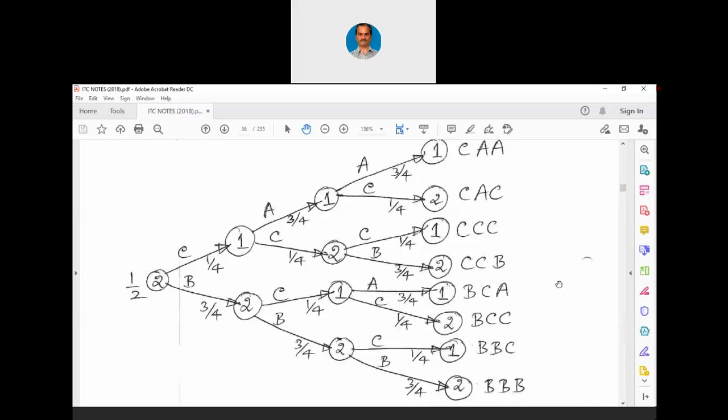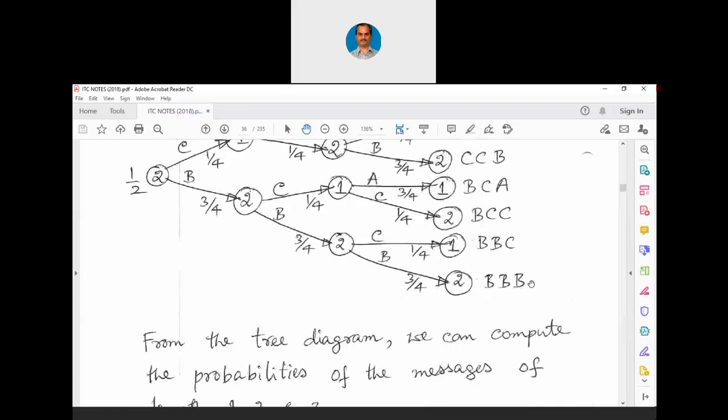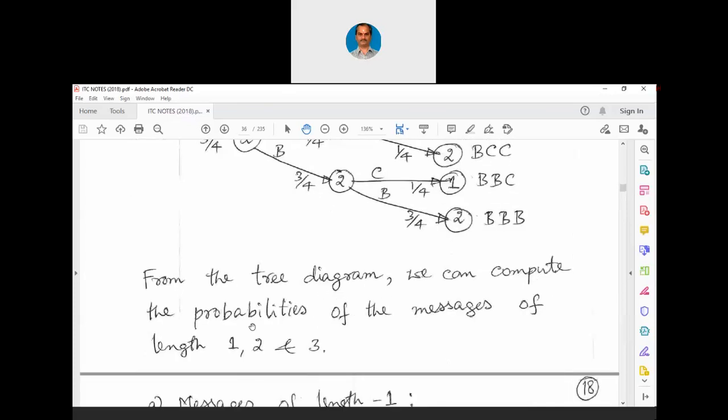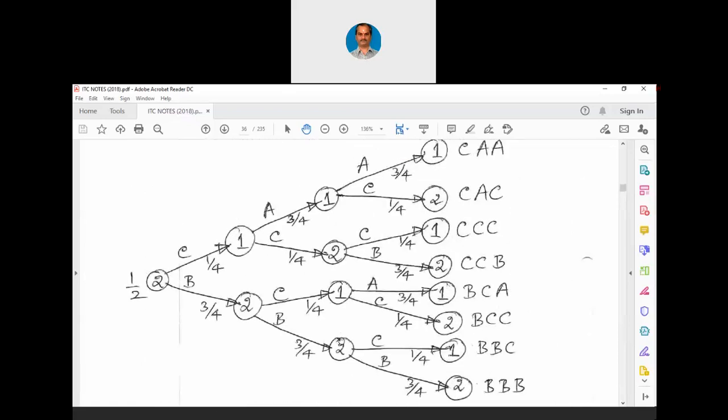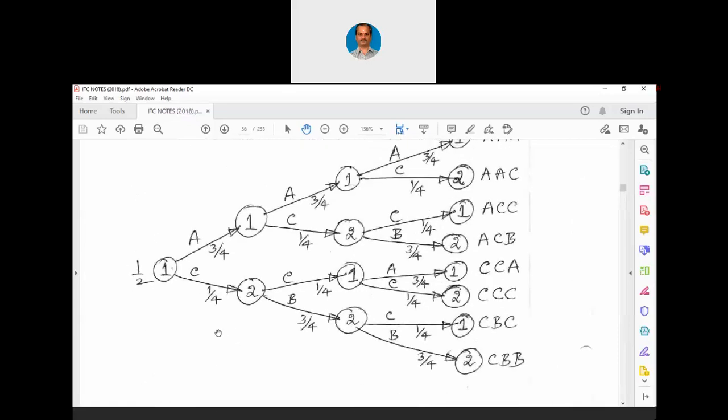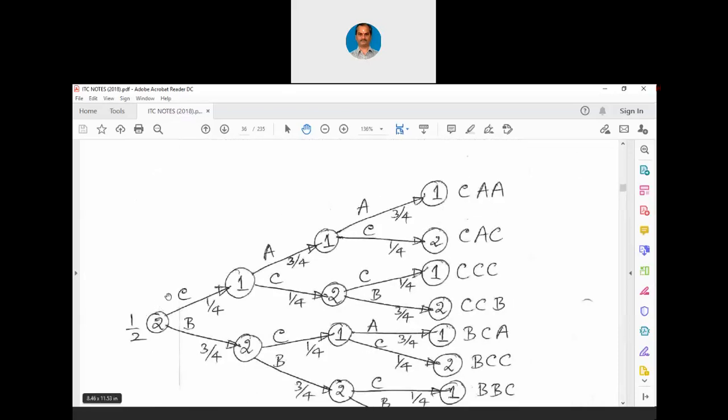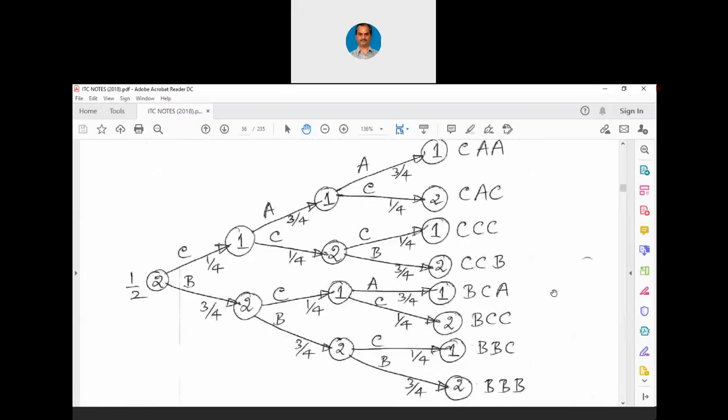Okay, with this observation, let us proceed for the computation of information content per 1 symbol, 2 symbols and 3 symbols. From the tree diagram, we can compute the probabilities of the messages of length 1, 2 and 3. Now you can see again, in the upper tree diagram, there is A and C. In the lower tree diagram, there is C and B. That means C is occurring in both the tree diagrams. From state 1 also, from state 2 also, C is being emitted. So that has to be considered now, even for a single symbol sequence.